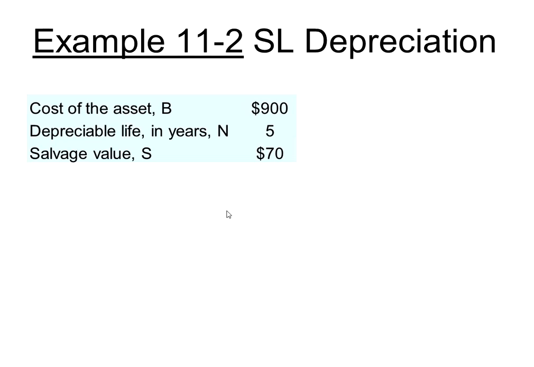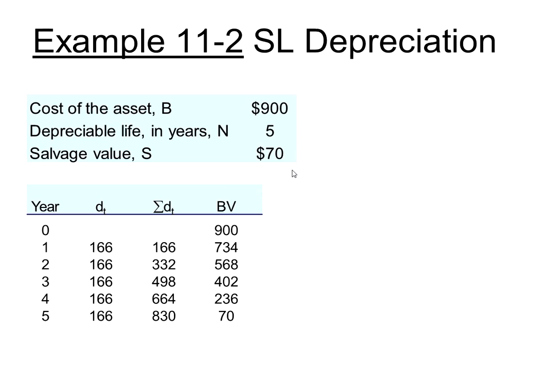So let's take a look at the straight-line depreciation method. This is an example where the cost of the asset, or B, is 900, the depreciable life in years is 5, and the salvage value at the end of 5 years is 70. So then we can find the straight-line depreciation is simply B minus S divided by N. Each time it's the same, so it's linear, a straight line.